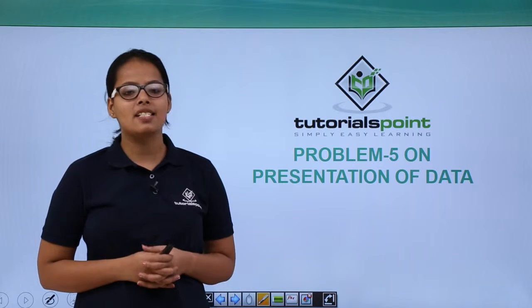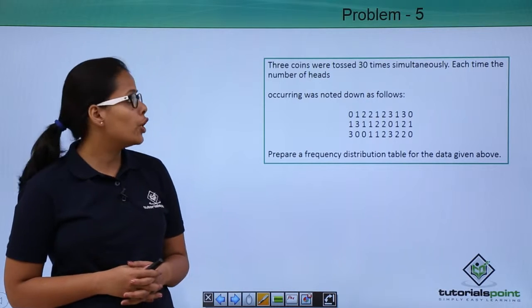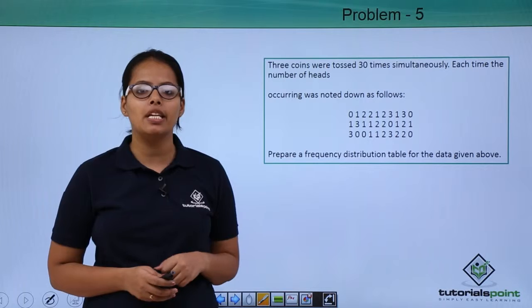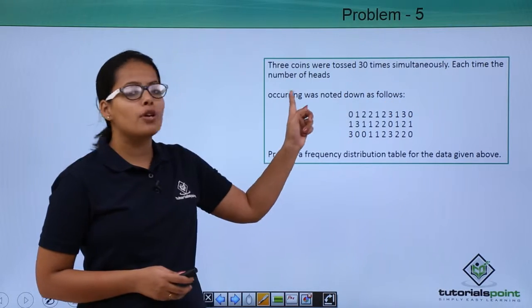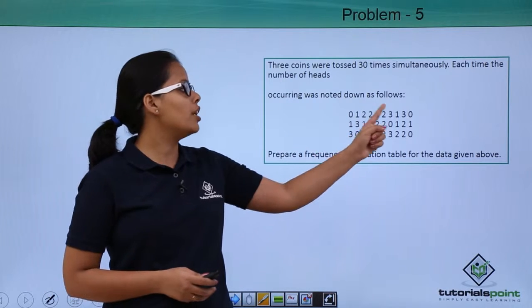Hello guys, let's discuss this problem which says 3 coins were tossed 30 times. So there are 3 coins which are tossed simultaneously. Each time, the number of heads occurring was noted down as follows.